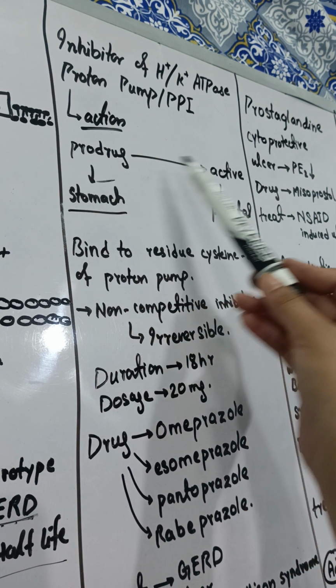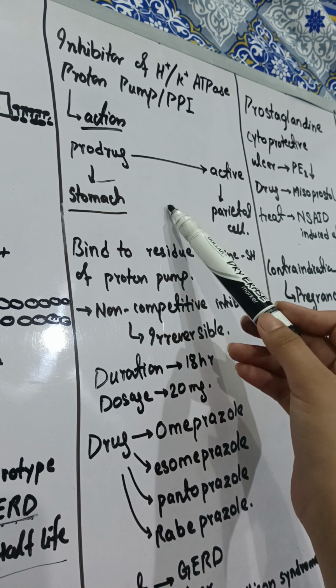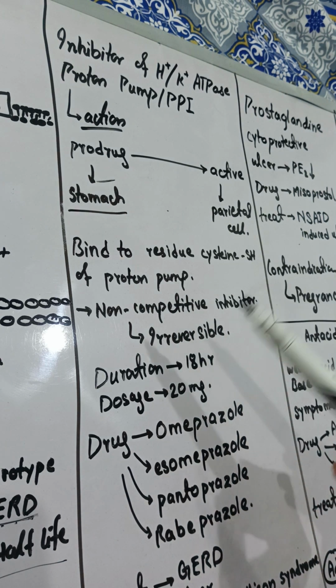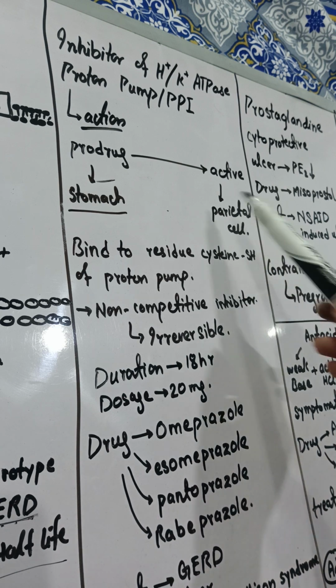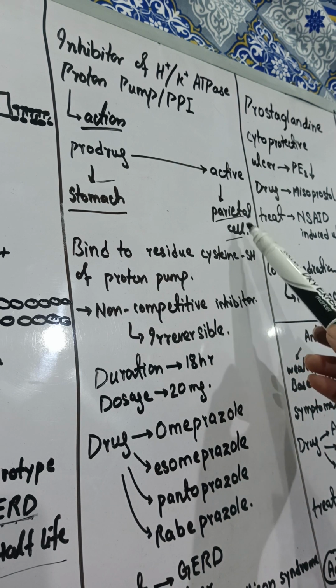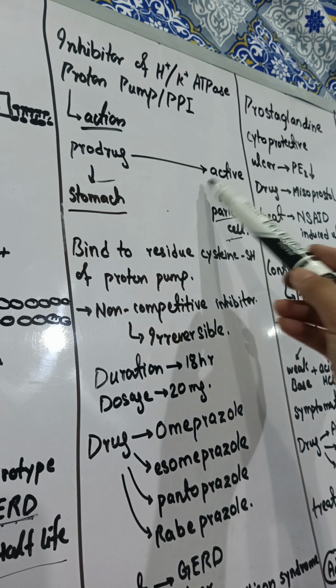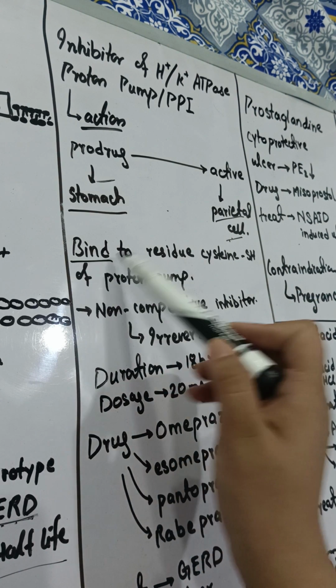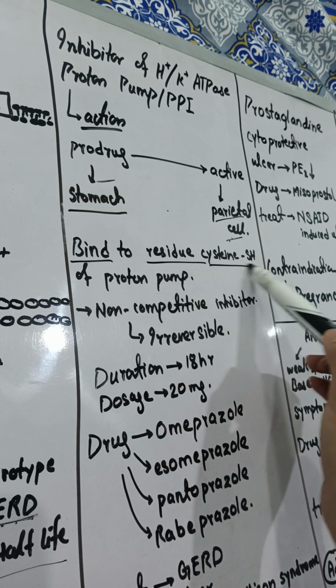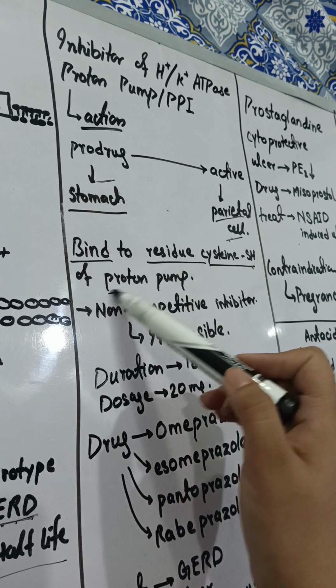When they enter into your duodenum, where the alkaline nature is present, they are absorbed into your parietal cell, and after going into the parietal cell they convert into their activated form. After its activation it will bind to the cysteine residue of the proton pump.